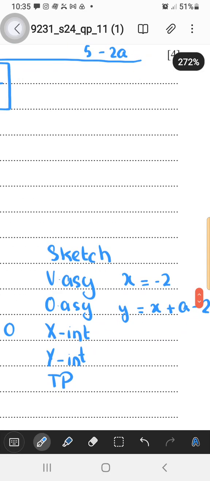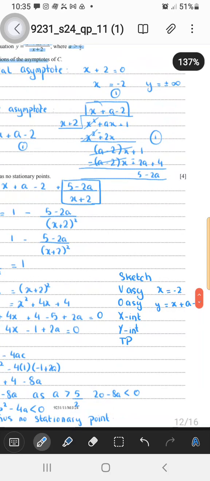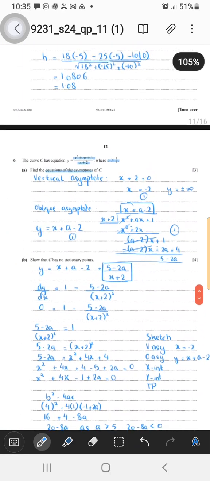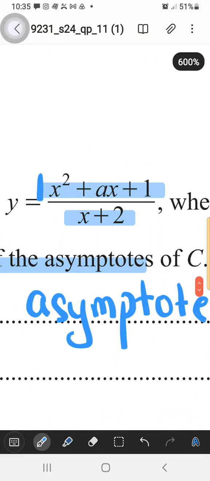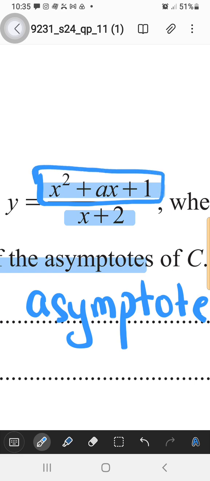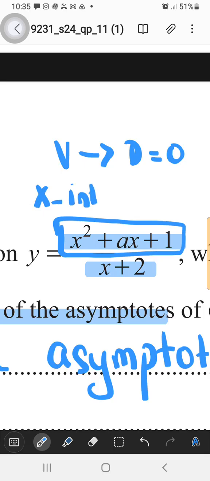And then x-intercept. Currently I am leaving this, let me tell you how you can find out x-intercept. To find out x-intercept, we will equate the numerator with 0. To find out vertical asymptote, we did denominator equal to 0. To find out x-intercept, we do numerator equal to 0.